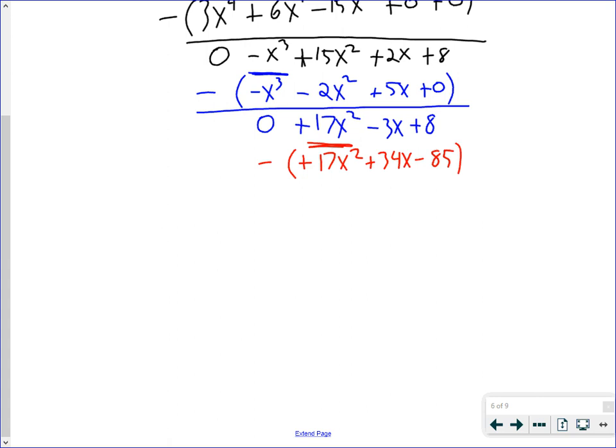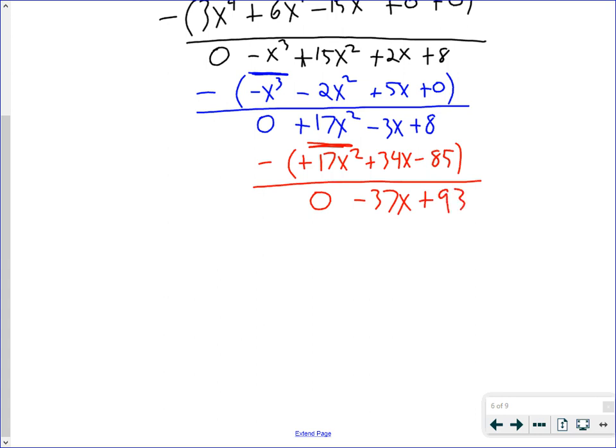So let's put our subtraction sign, our parentheses, and we're going to subtract everything. 17x squared minus 17x squared is 0. Negative 3x minus positive 34x is a negative 37x. And 8 minus negative 85 is a positive 93.